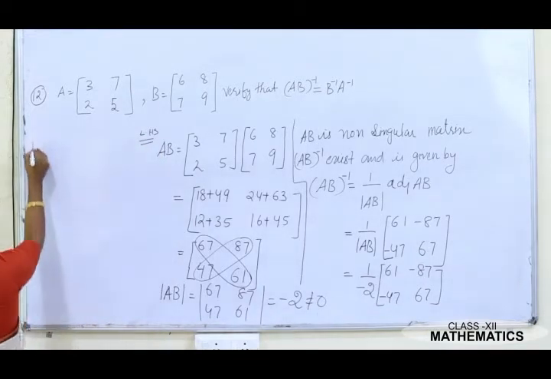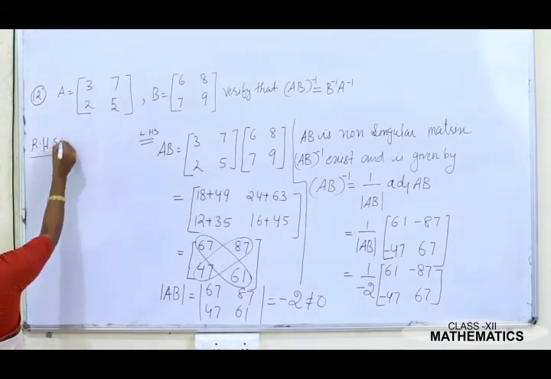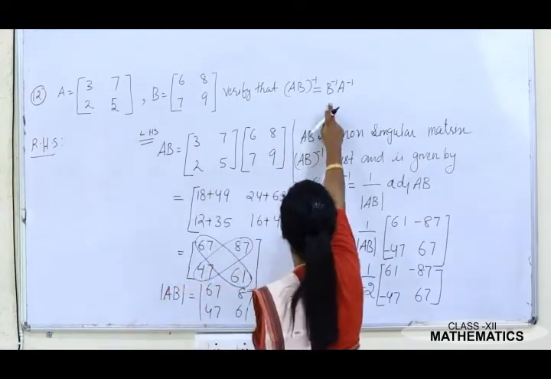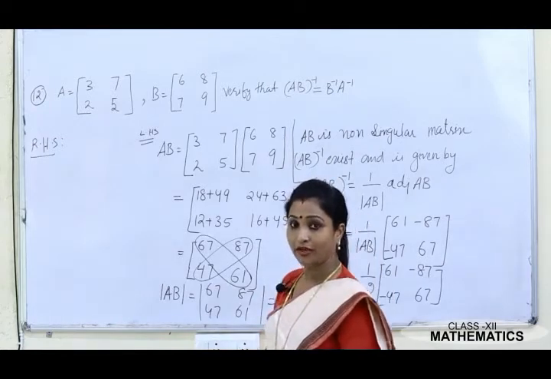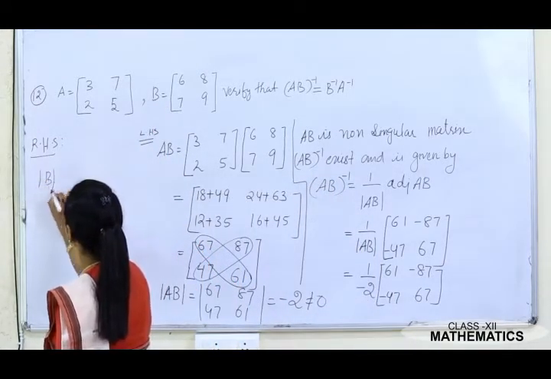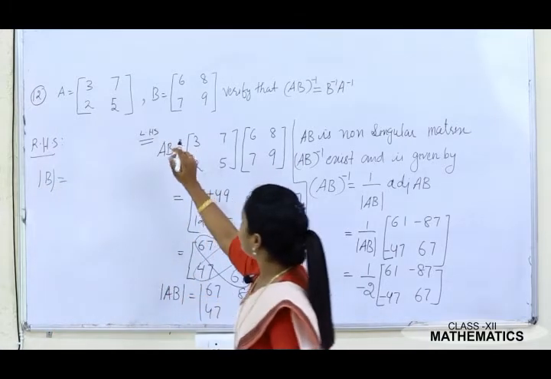RHS. RHS के लिए देखिए यहाँ पे आप यहाँ पे देख सकते हैं RHS. Look at here RHS. RHS is B inverse A inverse. ठीक है. तो आप क्या करोगे? B inverse के लिए आप पहले determinant of B निकालेंगे. What is determinant of B? मैं directly लिख रही हूँ.